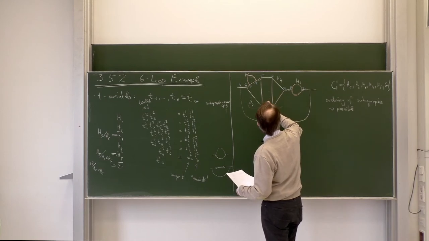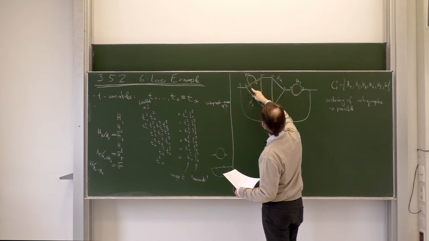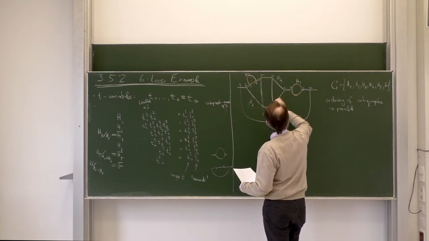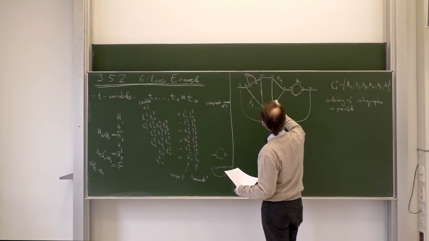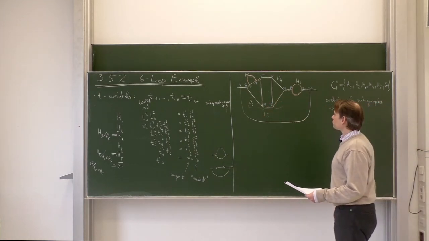1, 2, 3, 4, 5, 6, 7, 8, 9, 10, 11, 12. So the Feynman graph has 12 vertices.